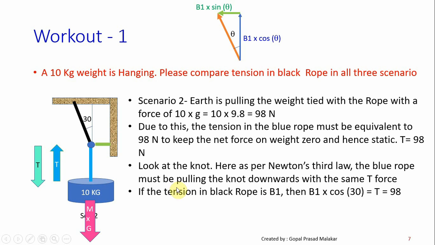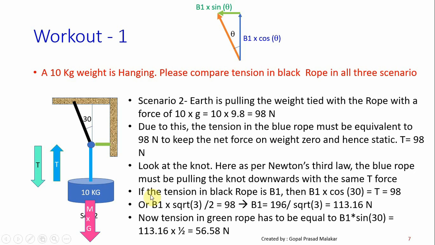So the tension, in this case the B1 cos theta has to be equivalent to 98, and that gives you B1 equal to, cos theta is square root 3 by 2. So that gives you B1 equal to 113.16, and that gives you B1 sin theta, B1 sin 30 degree, B1 into sin 30 is half. It gives you 56.58 Newton. That is the tension on this particular green cable.